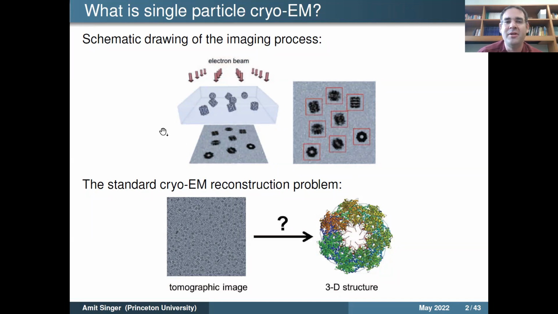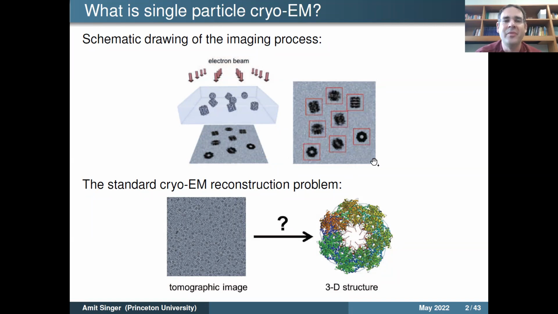Here what you see is just an artist's concept. These are not real molecules. They were generated on a computer. And here is just an instance of this artificial micrograph. Usually the first step is just to pick particles. This is an image segmentation problem where you find the location of the particles and segment them out of the large micrograph.